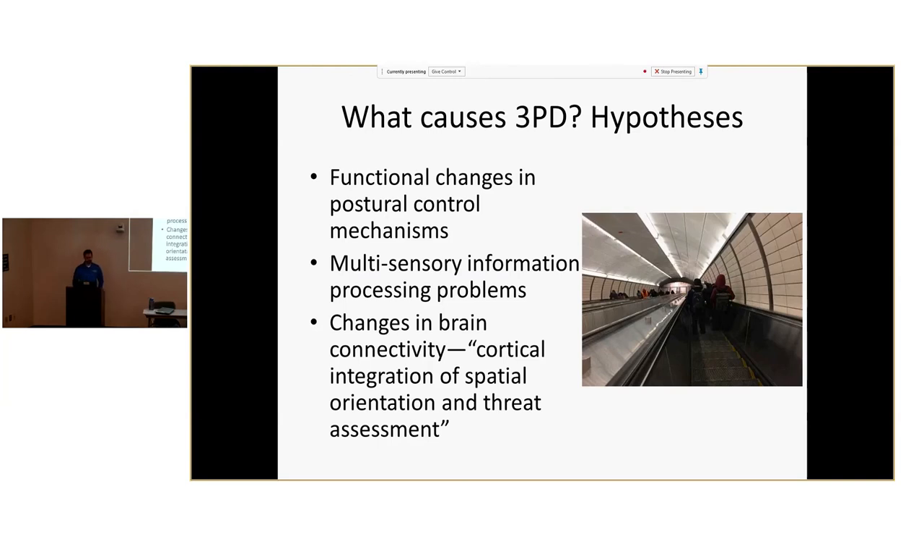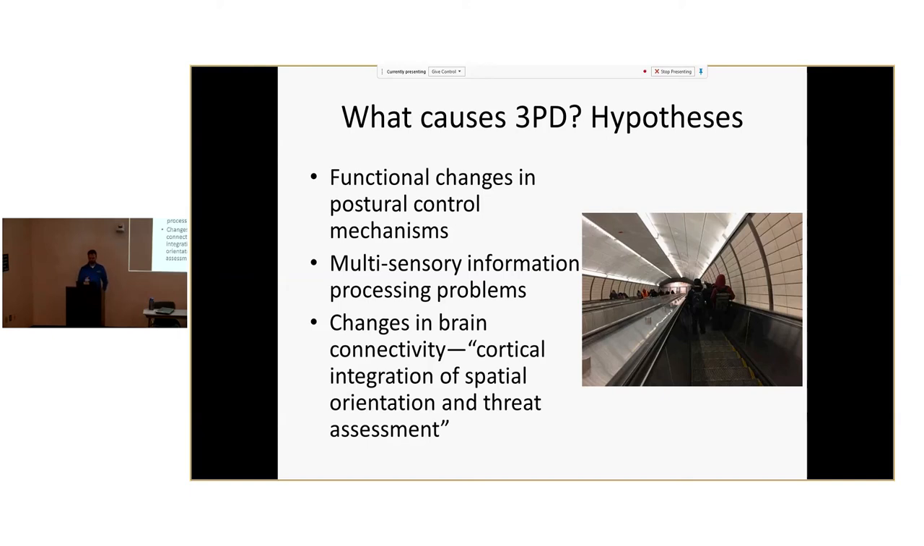So what causes 3PD? There are three hypotheses. Functional changes in postural control mechanisms. So we use high-risk strategies, so we co-contract our muscles, just like you would if you were standing on the edge of a cliff. What we should see in these people is high-frequency, low-amplitude sway.